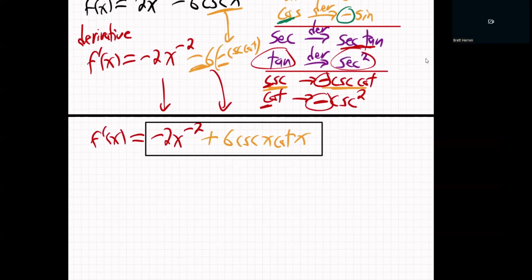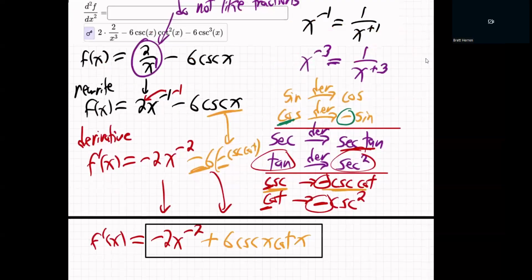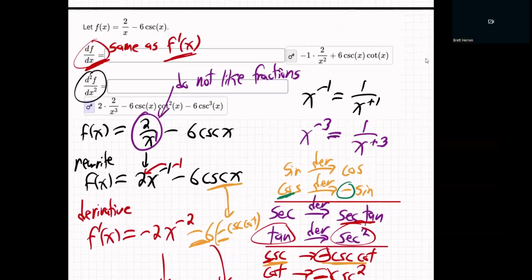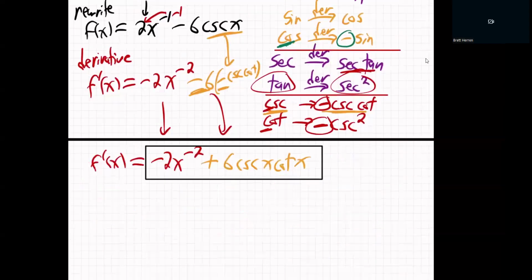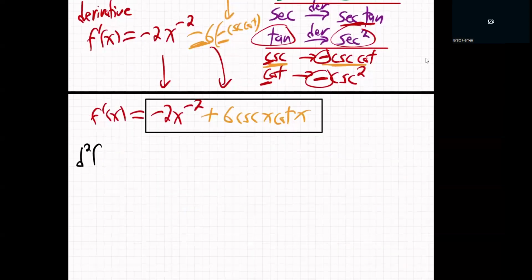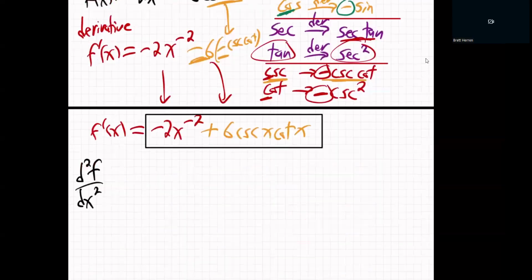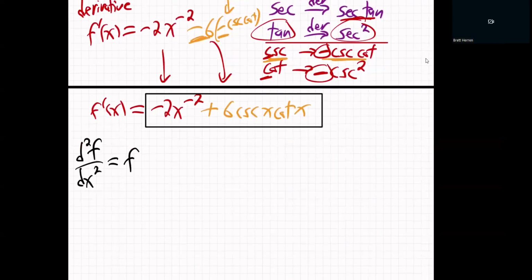Okay. And now they want, see how they write it right there? That's f double prime. That's another derivative. So they want d squared f dx squared. See the twos there? Means second derivative. I'll just put 2 prime. Same thing, whatever notation you prefer. That's Leibniz, that's Newton, whatever. We just got to take another derivative, right?